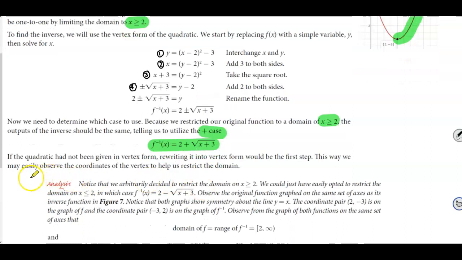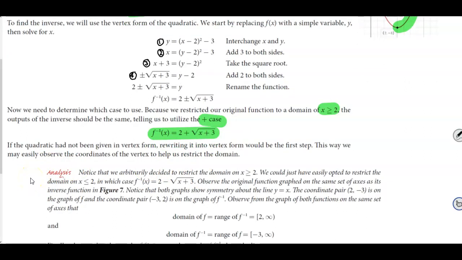Now, if the quadratic had not been given in vertex form, rewriting it into vertex form would be the first step. This way, we may easily observe the coordinates of the vertex to help us restrict the domain.